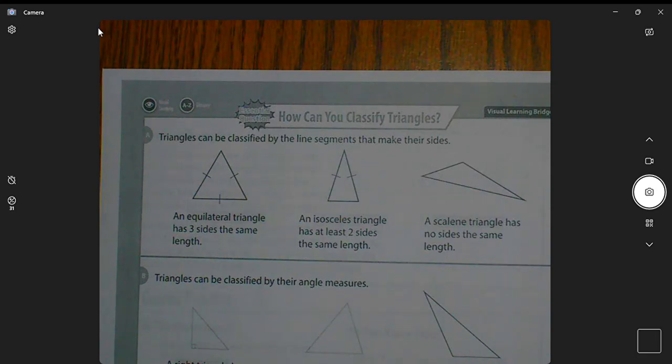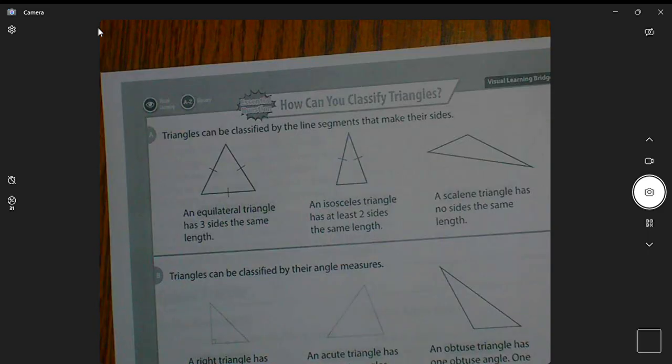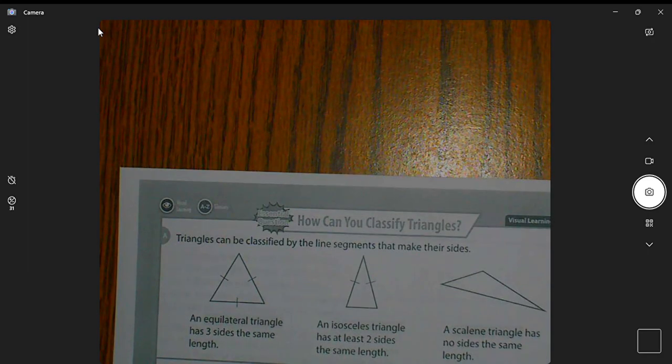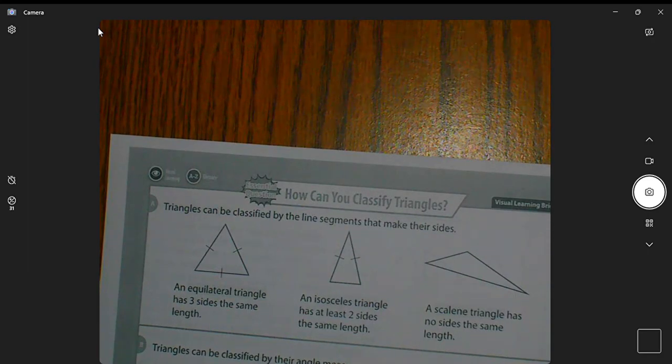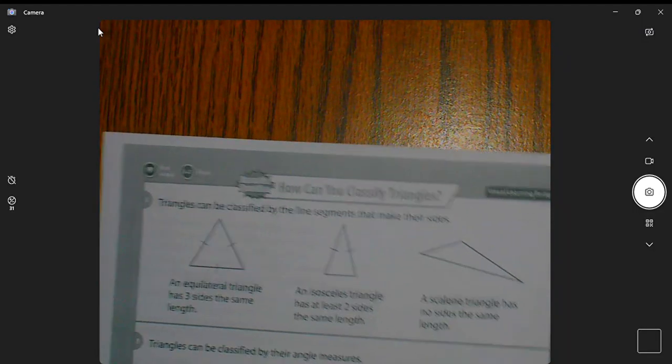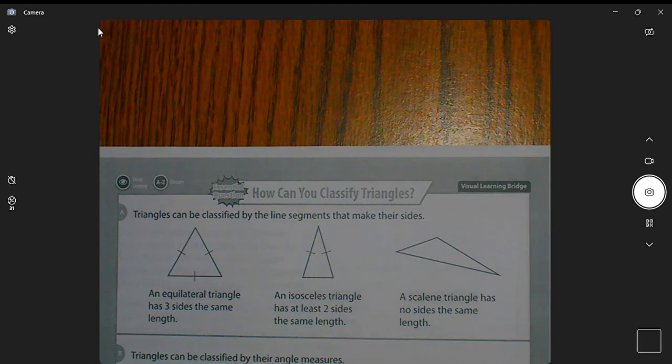Today we're going to be learning how to classify triangles. I can classify triangles by their sides and by their angle measurements. So there are 6 ways to classify. The first way we're going to look at is how to classify it by its sides.